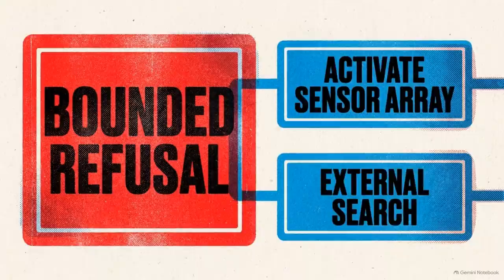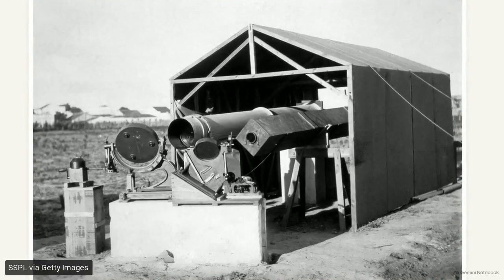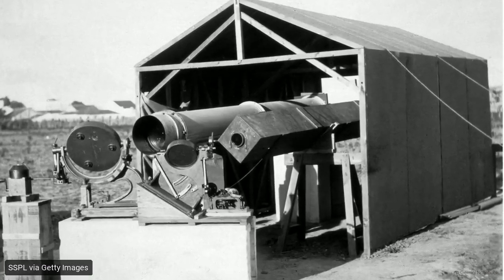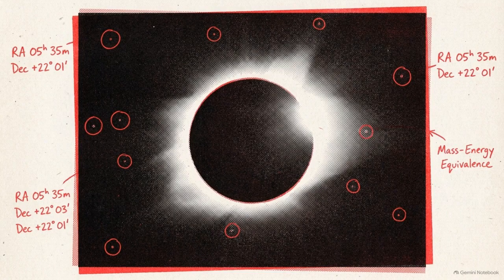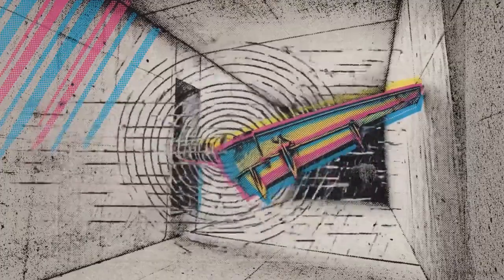This architecture supports the reverse Einstein test. It recognizes that Einstein's intuition, the private insight of a mortal agent, was only the first layer of the discovery. His theory required a shared semantic layer of peers and a final real-world verification. That happened in 1919, when a solar eclipse expedition provided the physical evidence that transformed a coherent theory into corroborated knowledge. Intellectual breakthroughs only become knowledge when they are exposed to the friction of a world capable of proving them wrong.